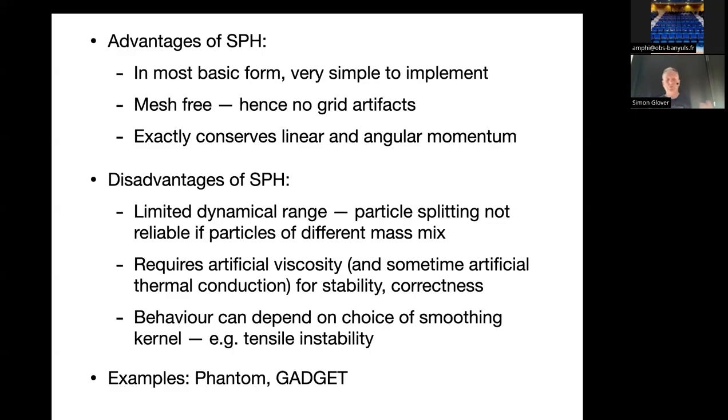And you also run into situations where the behavior you get can depend on the choice of smoothing kernel. For certain types of kernel, you can get what's called tensile instability, where your particles just like to clump together completely numerically and no longer properly represent what the underlying fluid is doing. So examples of codes using this that have been used for galactic scale simulations are Phantom and Gadget.